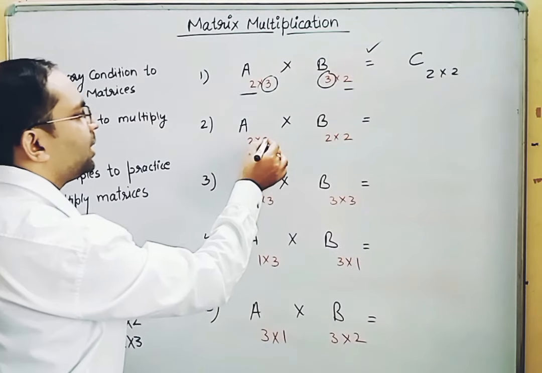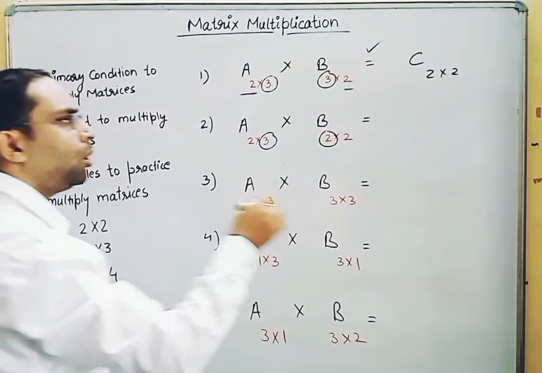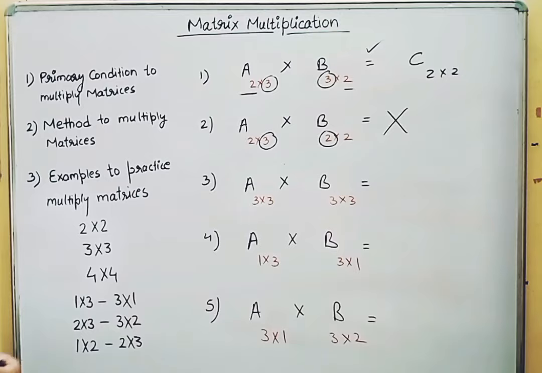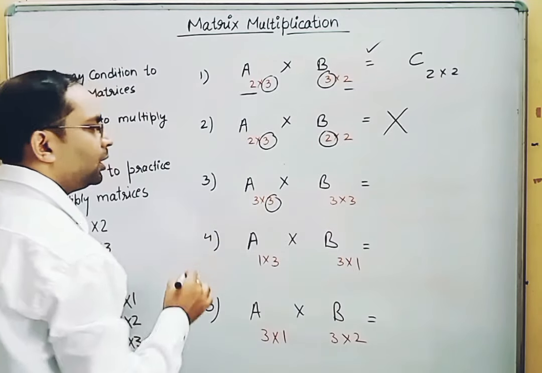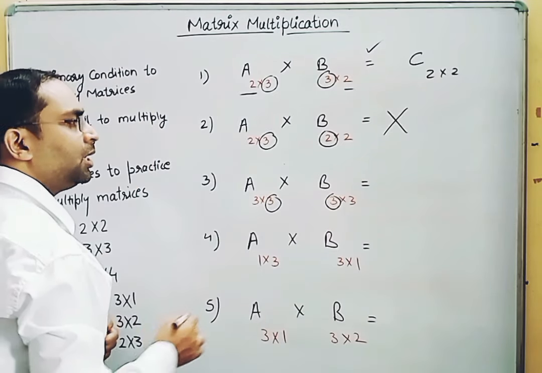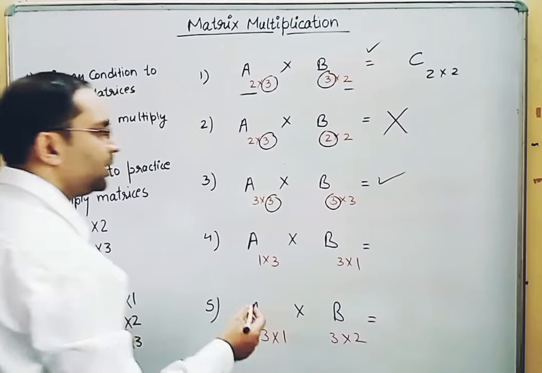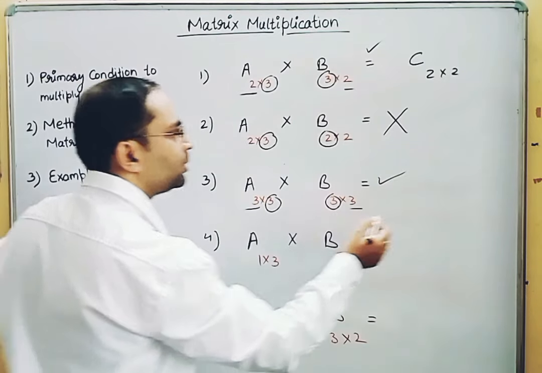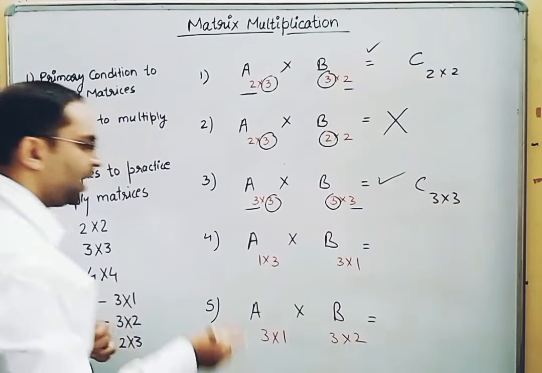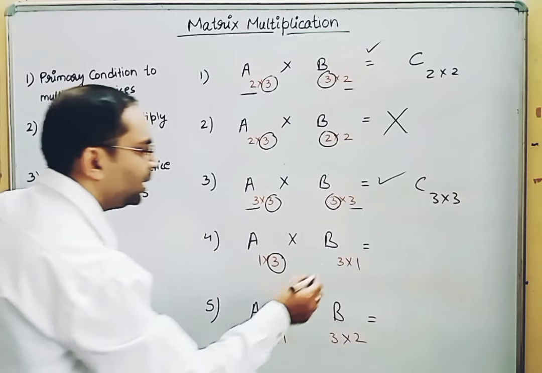In the next question, we can see this is 3 and this is 2. We will not be able to multiply these two matrices. In the third example, we have column 3 and also row 3 here. So we can multiply these matrices, and the resultant matrix order will be 3 cross 3, so this is C, 3 cross 3. Next, in the fourth example, we can see this is 3 and this is also 3.